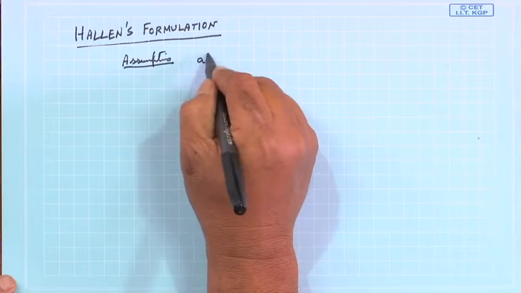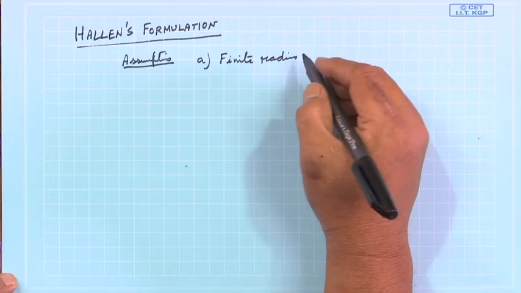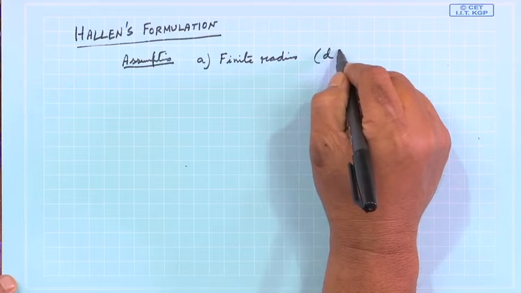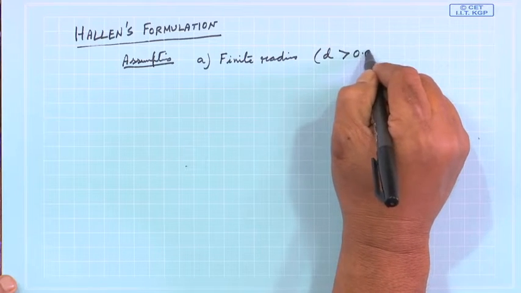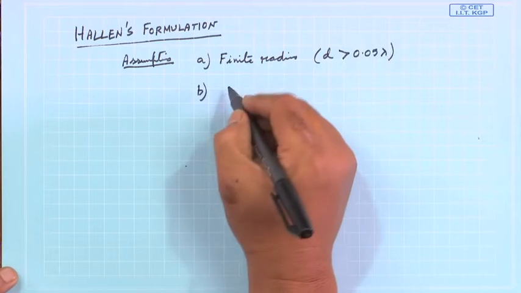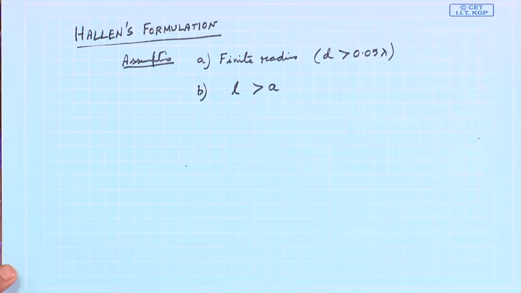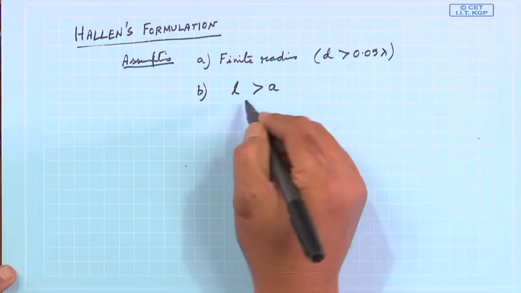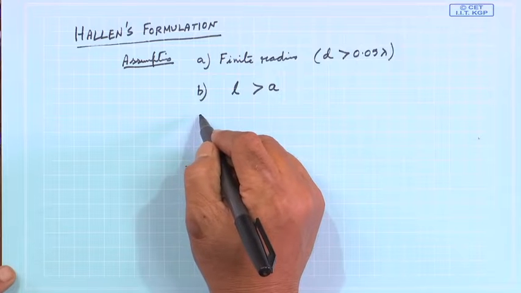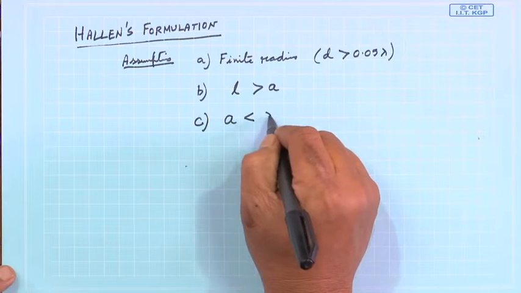The first assumption is that the radius of the radiating structure is finite. Usually they say the diameter is greater than 0.05 lambda. Then the dipole is long, so L is greater than A. I am not writing much greater because this is applicable for all these cases, but L should be greater, and also we require that A should be much less than lambda.